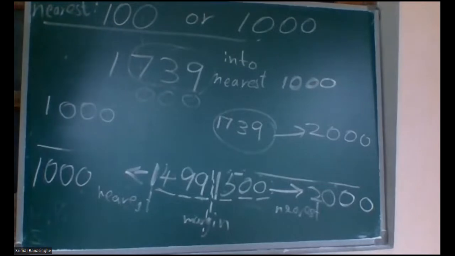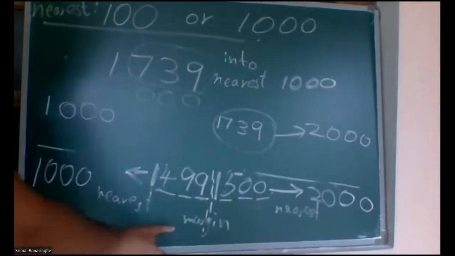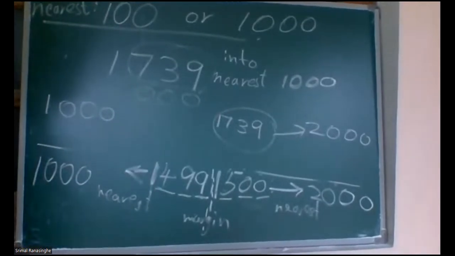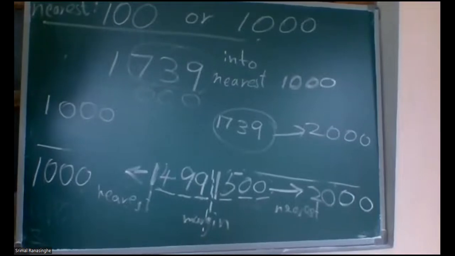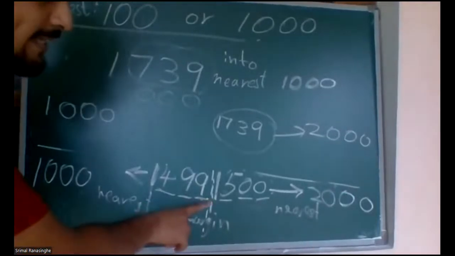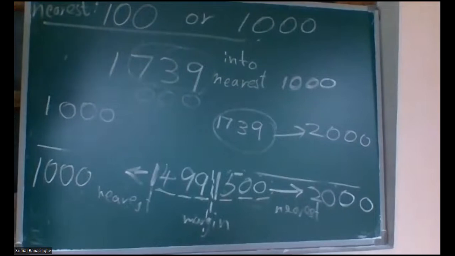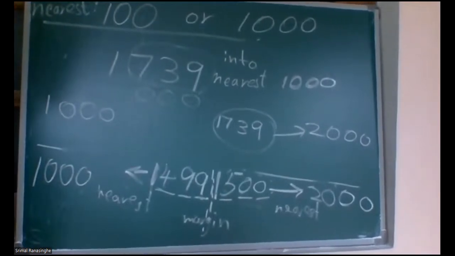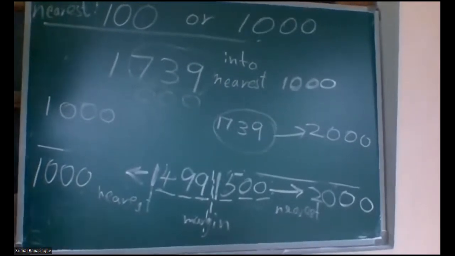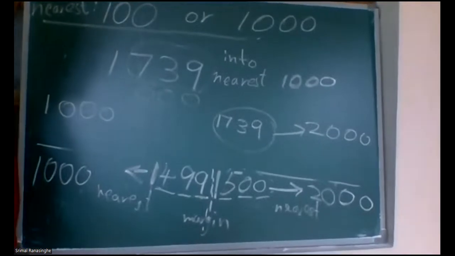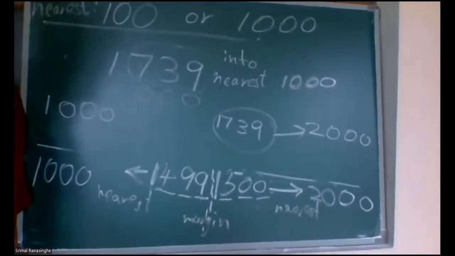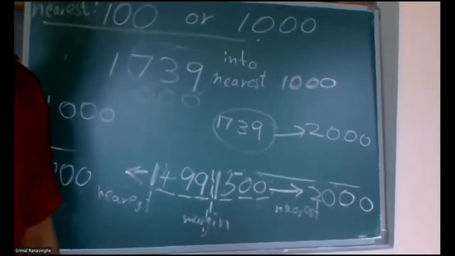That means the nearest number margin for any number is 499 and 500. The nearest number margin for any number is 499 to 500, right?